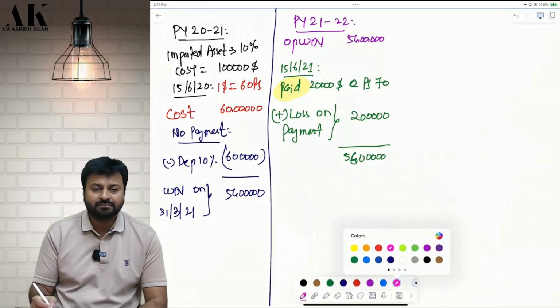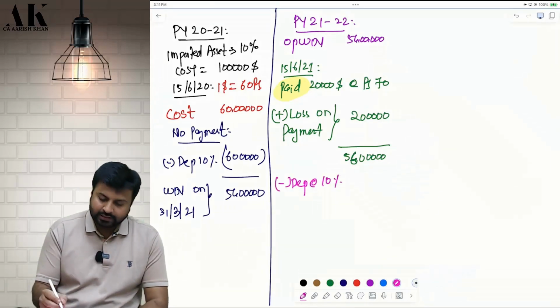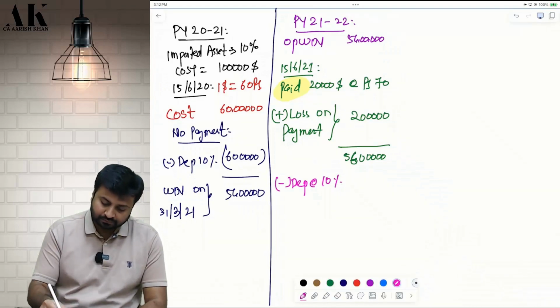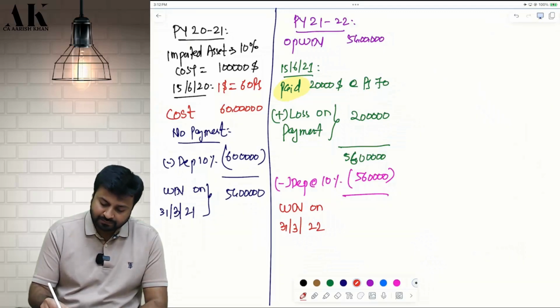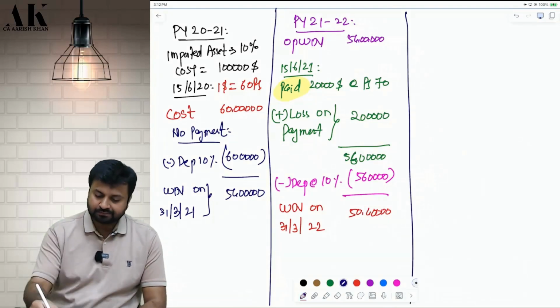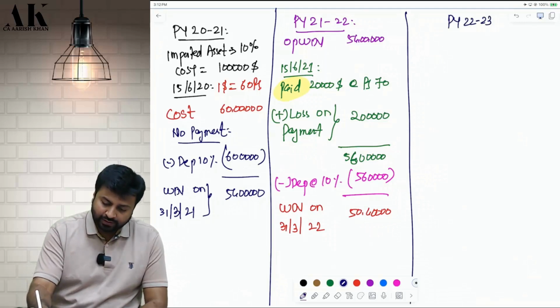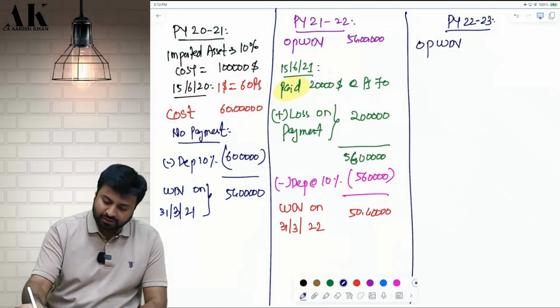Please tell me. And now I will reduce the depreciation at the rate of 10%. How much does it come to? 5,60,000. So now my WDV on 31st March 2022 will come to 50,40,000 rupees. Now I am going to the third year, 22-23. My opening WDV will be 50,40,000.